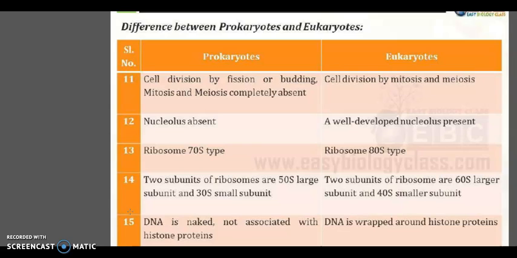Ribosome is 70S type in prokaryotes and the ribosomes in eukaryotes are 80S type. There are two subunits of ribosomes present in the prokaryotes. They are the 50S large subunit and the 30S small subunit. In the case of eukaryotes, the two subunits are the 60S larger subunit and the 40S smaller subunit. DNA is naked and not associated with histone proteins in prokaryotes, whereas in eukaryotes, DNA is wrapped around histone proteins.